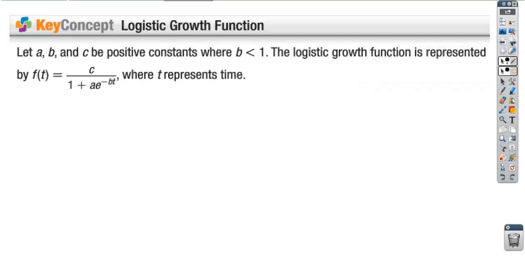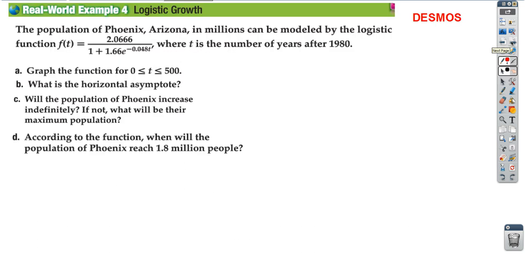So they have something called the logistical growth function. Here's what it looks like. This basically means you have some value. C is usually the limit, we'll see what it looks like in just a sec. Most of these values are the same. T is still time, A is still the initial amount, E is the same, and then B is a constant that's going to give you kind of that limitation that we talked about. So here's what we have right here. So 2.066, that number on the top, that's the initial population of Phoenix, Arizona, in millions.